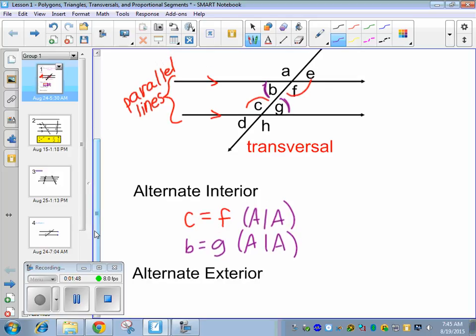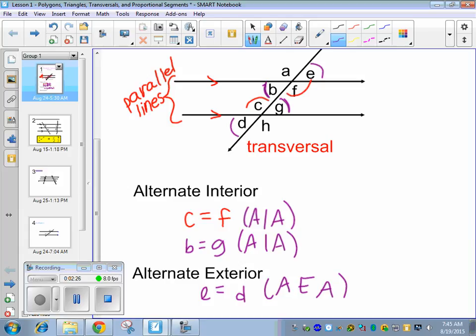Okay, now we have what's called alternate exterior angles. Again, looking at the parallel lines, we just did the inside of the parallel lines. Now I'm going to do the outside for exterior. Can anyone tell me angles that are on the exterior that we know are equal? Kira? Okay, good. E and D. So E is going to be equal to D by alternate exterior angles, AEA.